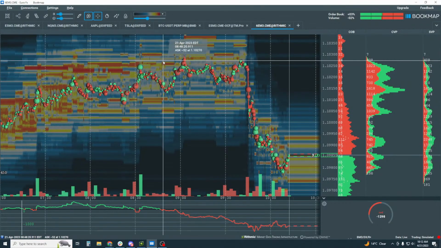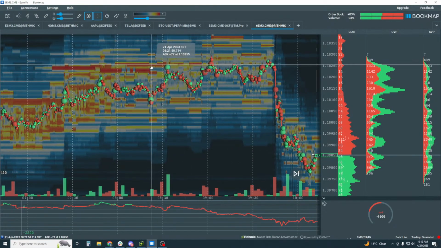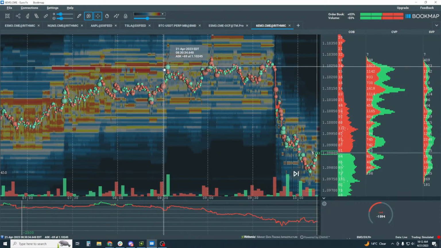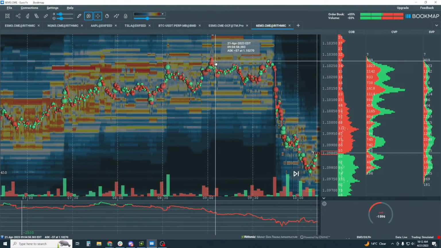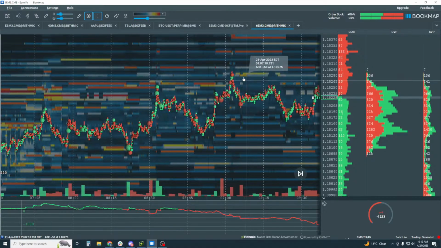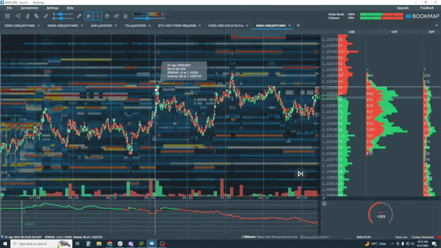I'm looking for absorption. Now we had absorption earlier here, at this price level, so that's pretty good. Price went a little higher though. But do you see a lot of buying pressure up here? Here's our absorption. It actually happened like half an hour earlier, basically.